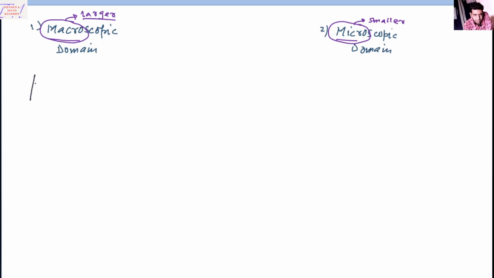The macroscopic domain mainly talks about mechanics, that is, classical physics. In classical physics, you know there are Newton's laws of motion. With the help of them, you can explain those things.